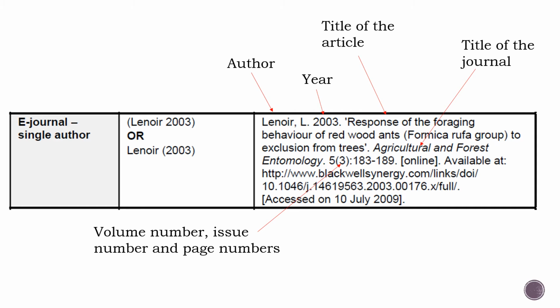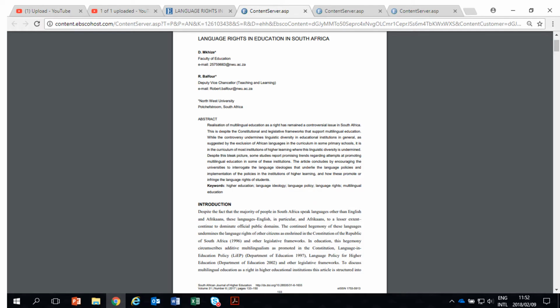Up to this point, the reference is the same as the hard copy of a journal. However, now there are some differences. The words online are included in square brackets, followed by the URL and the date that the source was accessed in square brackets. Let's apply this to a real example.